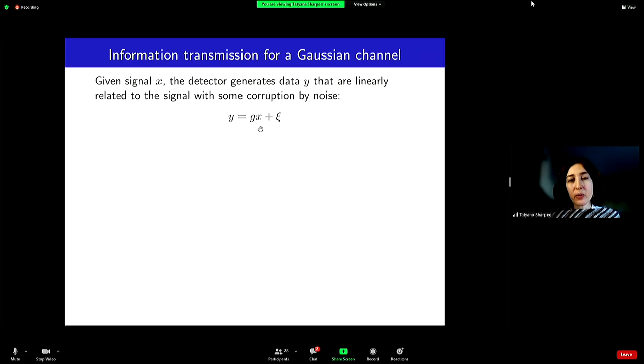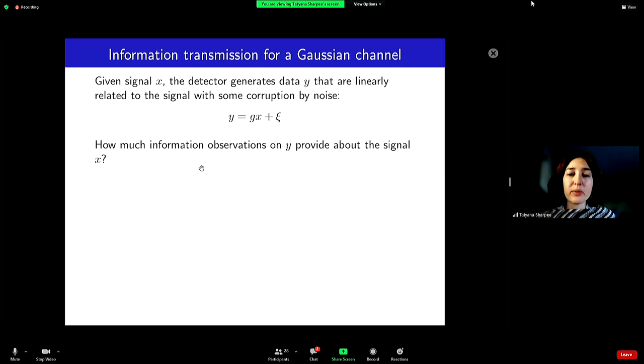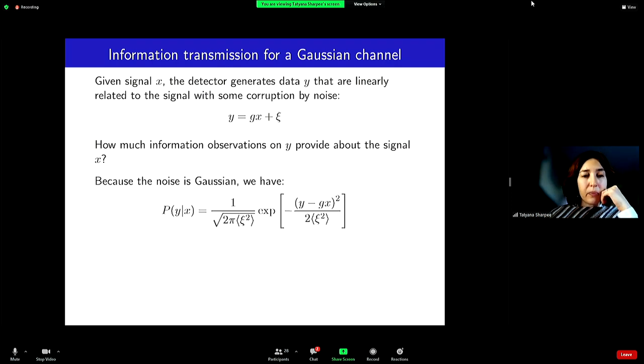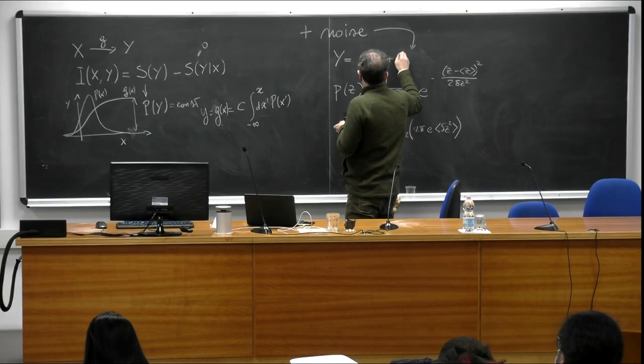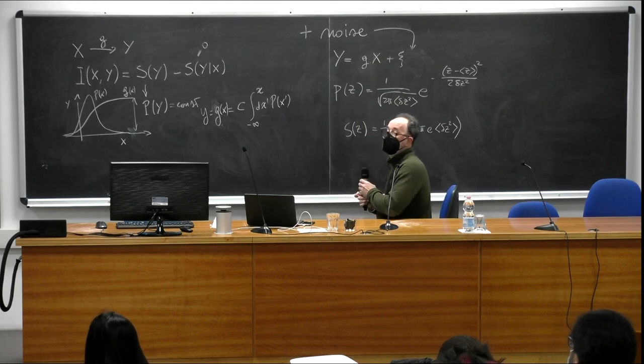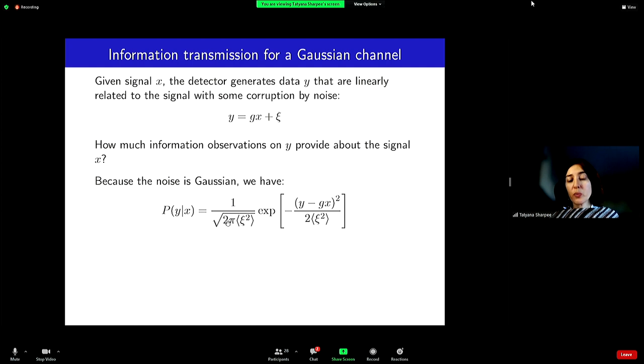So, information transmission for a Gaussian channel. We have y equal to a linear function of x, times a constant, plus noise. And how much do the observations on y provide about the signal x? Because the noise is Gaussian, we know that P of Y given X is this probability distribution, which is 1 over 2 pi variance of the noise, xi squared. If the noise wasn't there, once you know X, you would know Y as a delta function. You would know the Y value exactly.